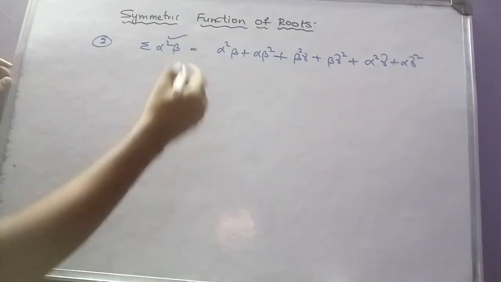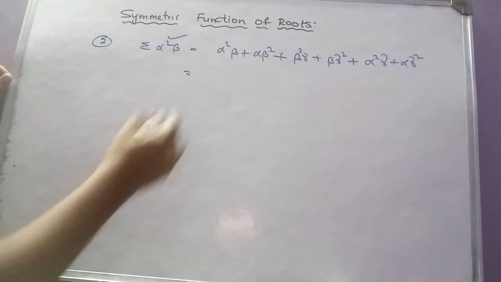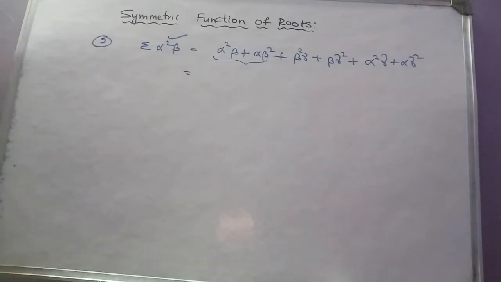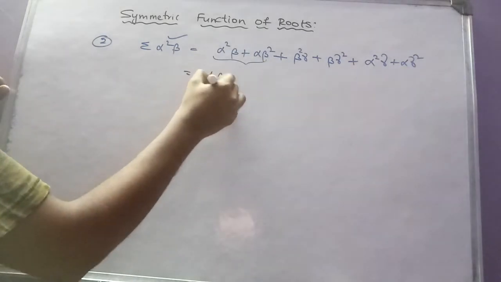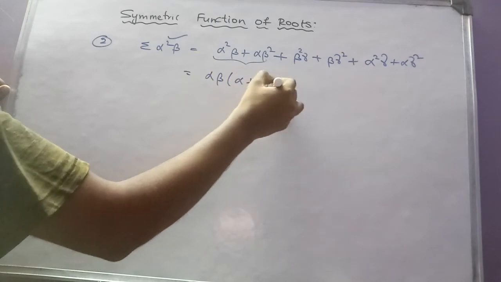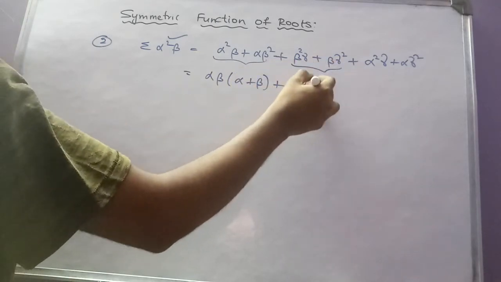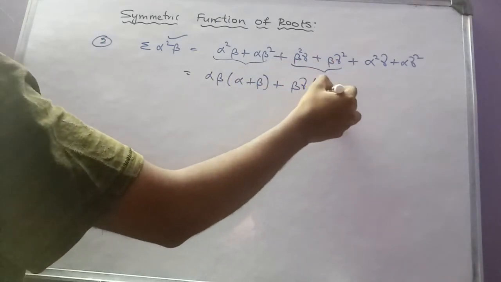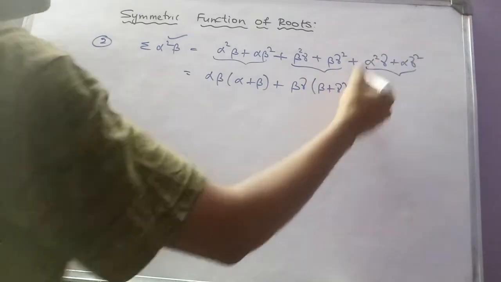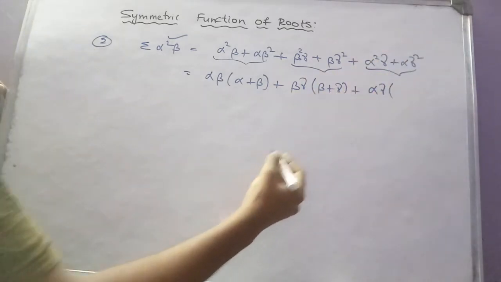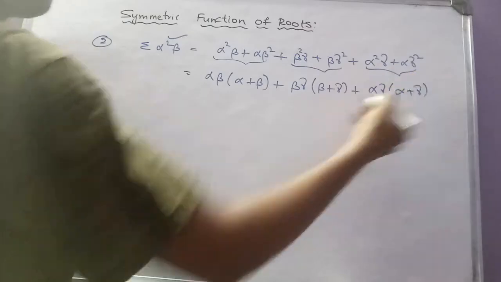Observe, dear students, how to solve it. In these two, I can take alpha beta common, right? You'll get alpha plus beta. In these two, I can take beta gamma common. You'll get beta plus gamma. And then in finally these two terms, you can take alpha gamma common. You'll get alpha plus gamma.